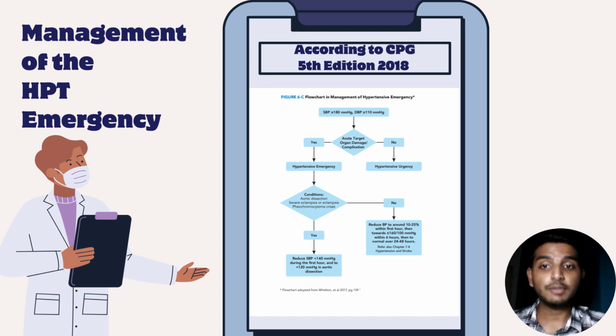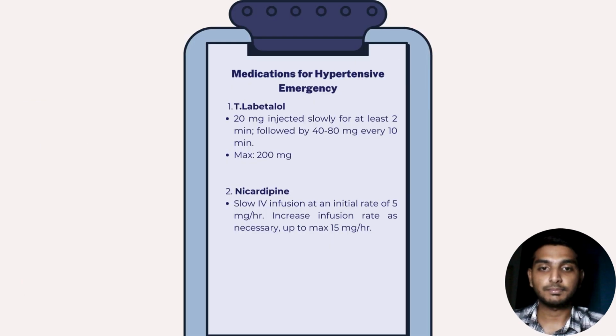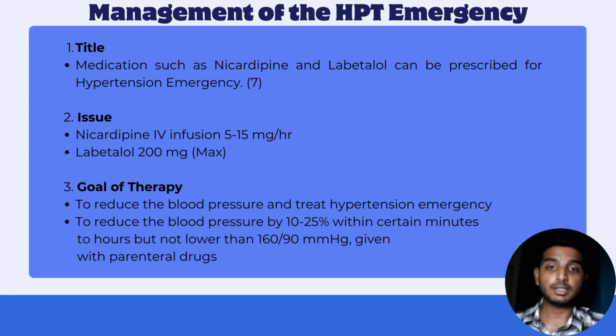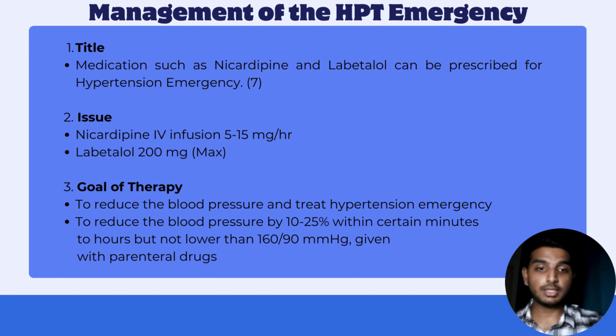This is the management of hypertension according to the Clinical Practice Guideline, 5th edition, 2018. The medications for hypertensive emergency are labetalol and also nicardipine. In the management of hypertensive emergency, we will focus on medications such as nicardipine and labetalol, which can be prescribed for hypertensive emergency. The options are nicardipine IV infusion and also labetalol 200 mg.